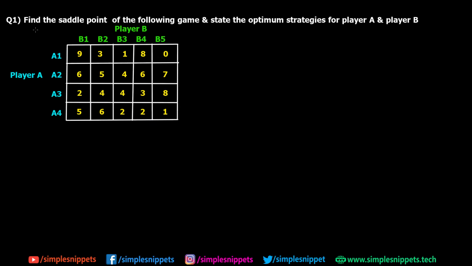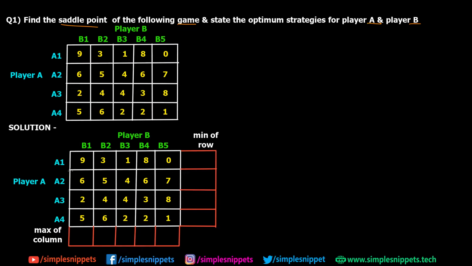Okay, so as you can see, we have been given the payoff matrix. So the question is find the saddle point of the following game and state the optimum strategy for player A and player B. So we have player B and player A. Player B has B1, B2, B3, B4, B5. So player B has 5 strategies. Player A has A1, A2, A3 and A4. So player A has 4 strategies. So let's start off with the solution.